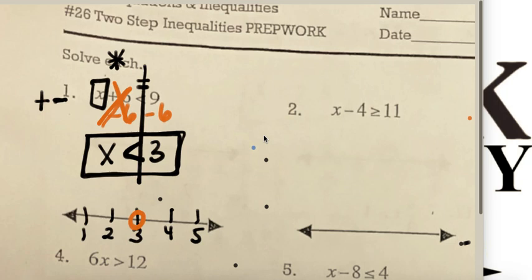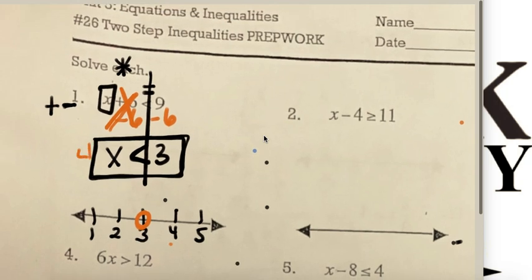I am not going to shade to the right. If I shade to the right, that would include 4. If I plug in 4 here and think that 4 is x, 4 would not work, because then I'm saying 4 is less than 3.